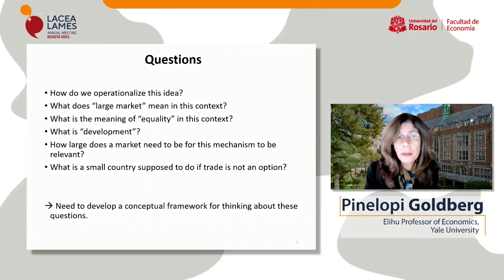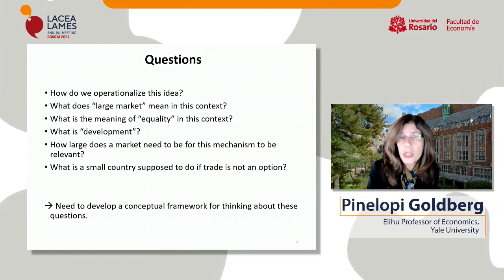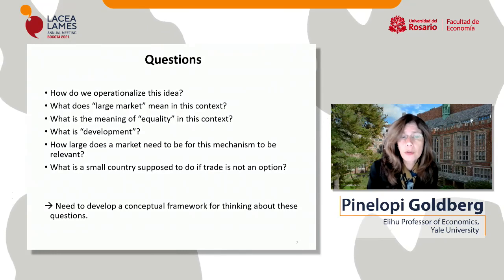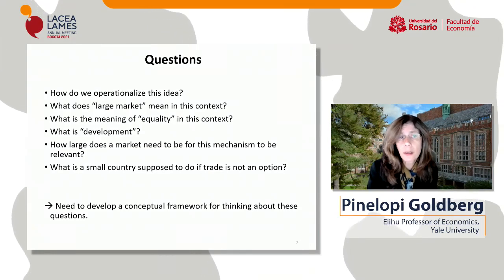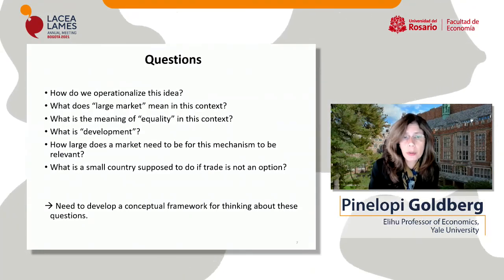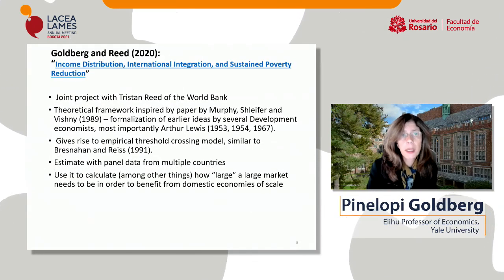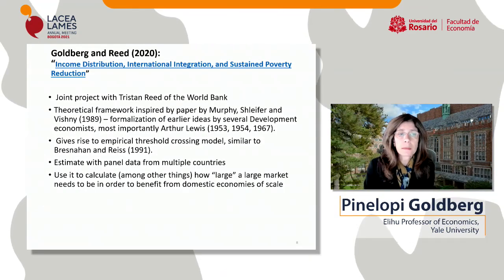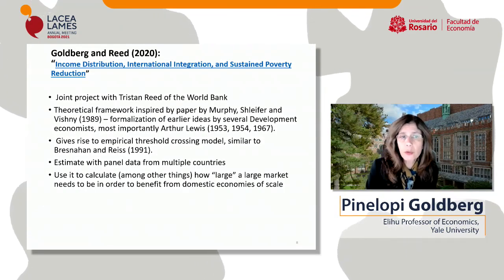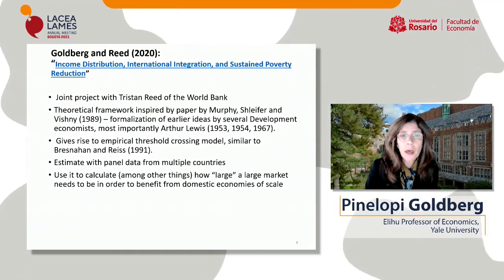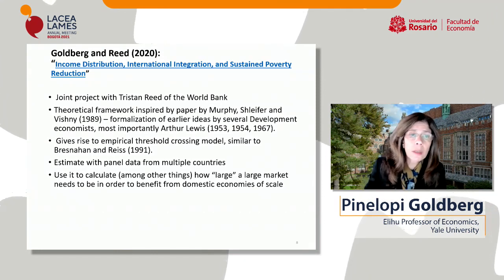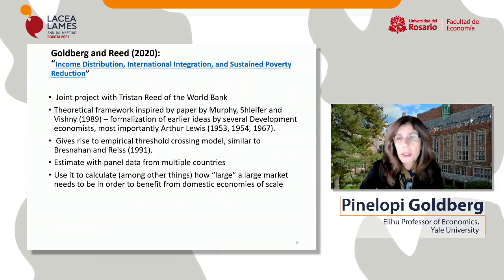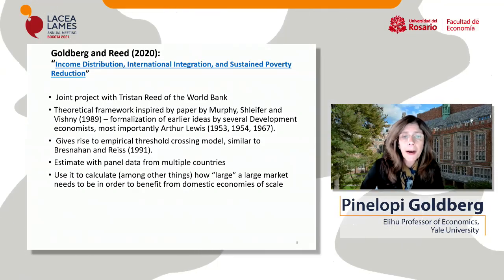And so that led us to develop a conceptual framework for thinking about these issues. What I'm going to do in the rest of the talk is present an outline of this conceptual framework and some evidence. By the way, when I say we here, I mean my co-author, Tristan Reed of the World Bank, and myself. What I'm going to present is based on a working paper called Income Distribution, International Immigration and Sustained Poverty Reduction. It's available on our websites.